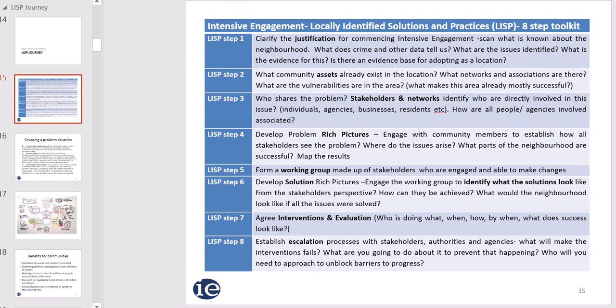So having established what is already there and what's already good, we move on to step 3, and trying to identify who else in this particular neighbourhood shares our problem, who else is suffering from or considering that the issues that we have are similar to theirs. And that's about identifying our stakeholders, but not just any old stakeholders, but how they associate.